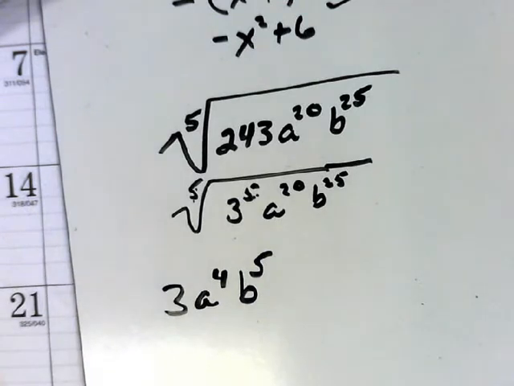Will there ever be a number, like any index with the 5? Yes, it's very possible.